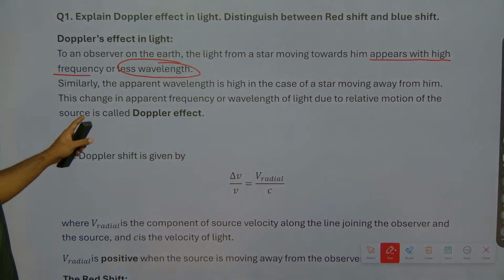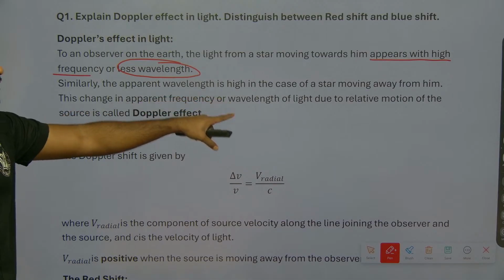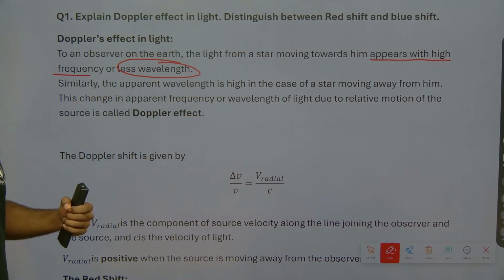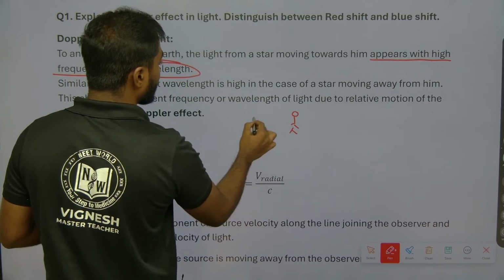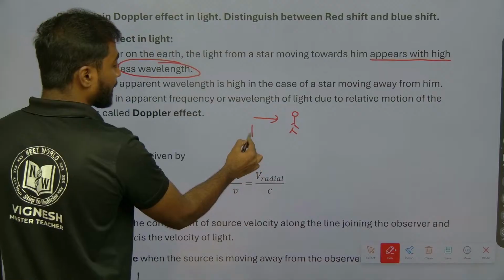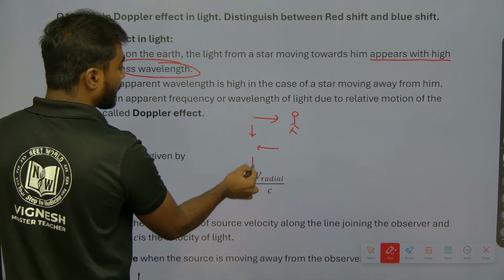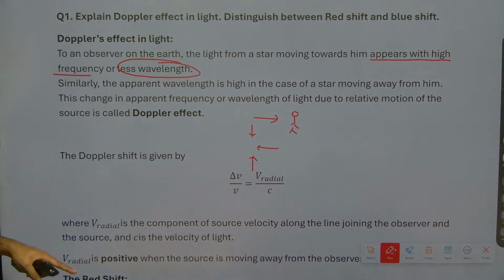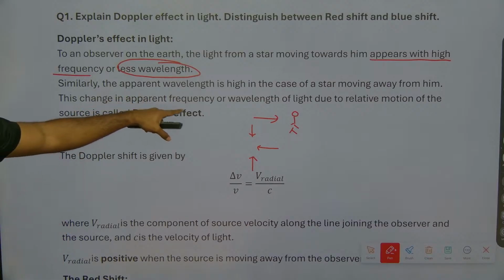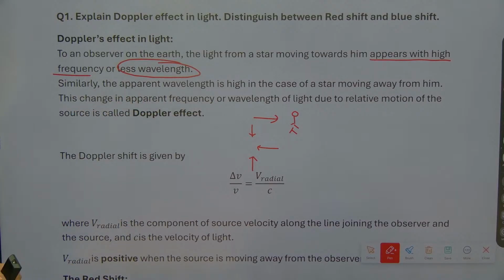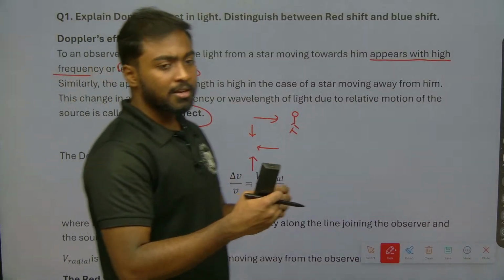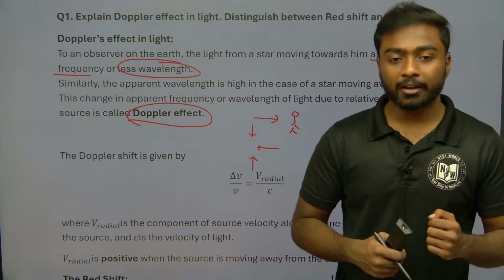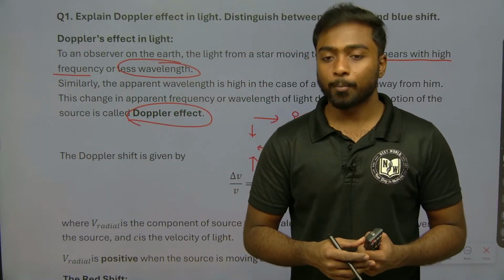Similarly, the apparent wavelength is high in the case of a star moving away from him. So when it is moving towards him, wavelength will be less; when moving away from him, wavelength will be more. This change in apparent frequency or wavelength of light due to relative motion of the source is called the Doppler effect.